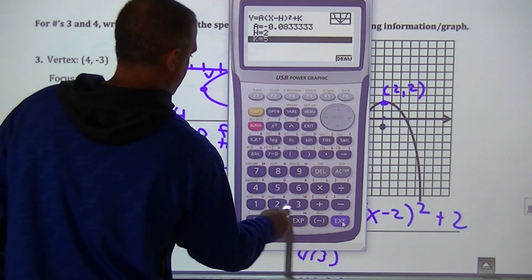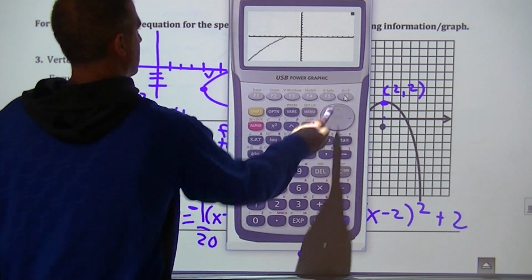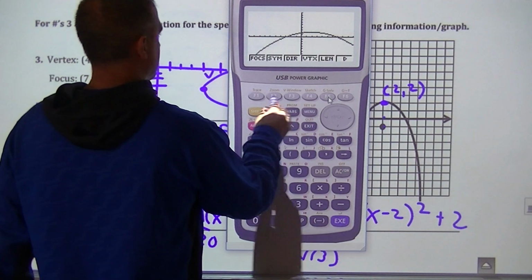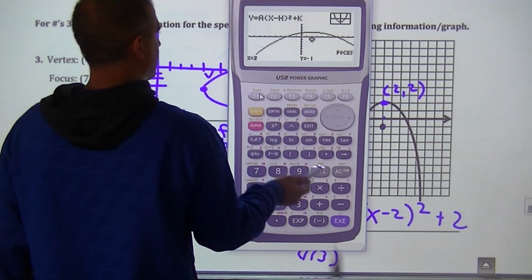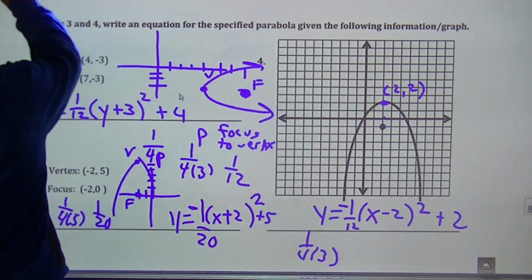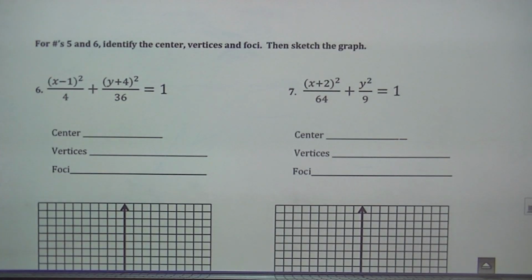Okay, positive 2, draw. Okay, G-solve vertex. It's my vertex. G-solve focus. That's my focus, so all that checks out.